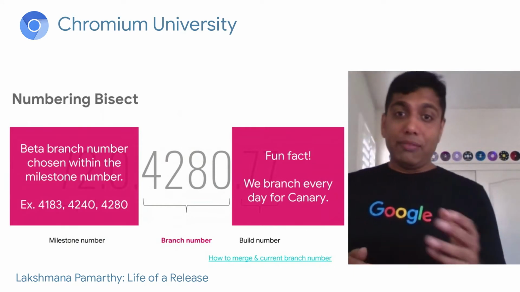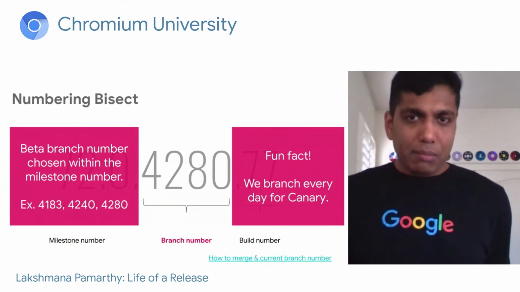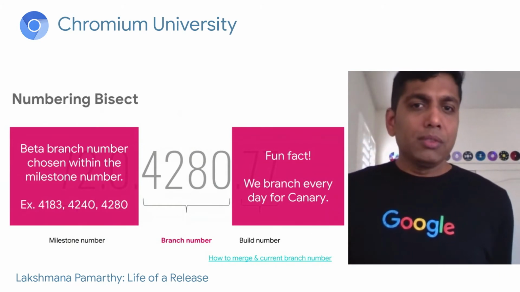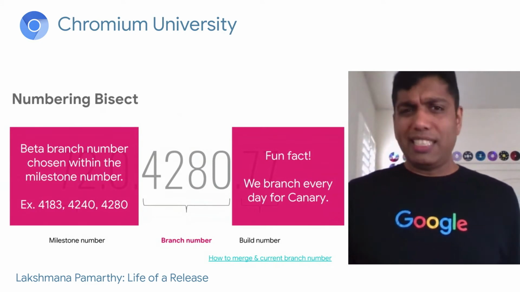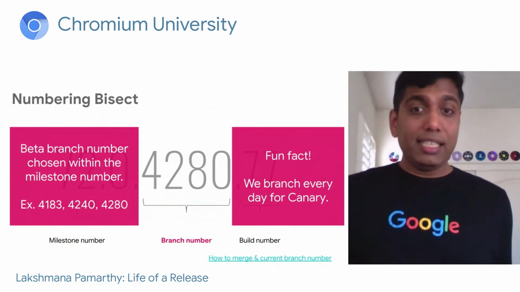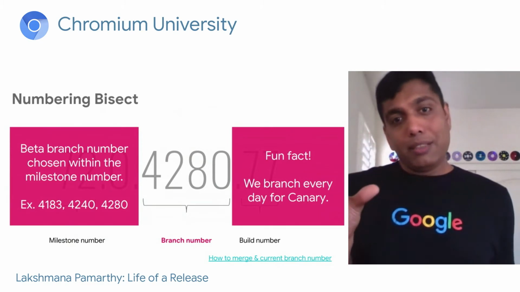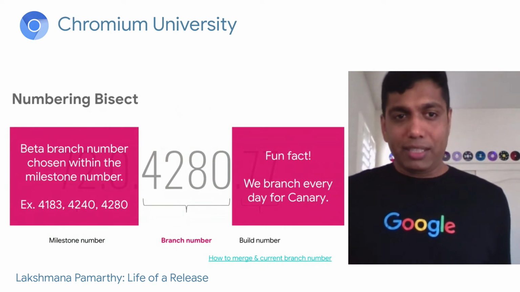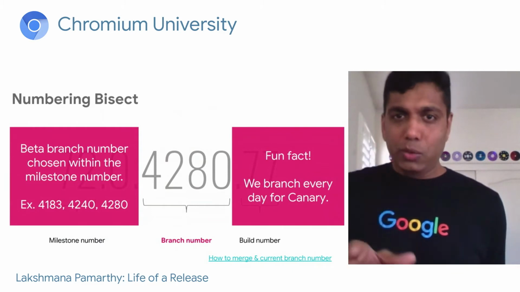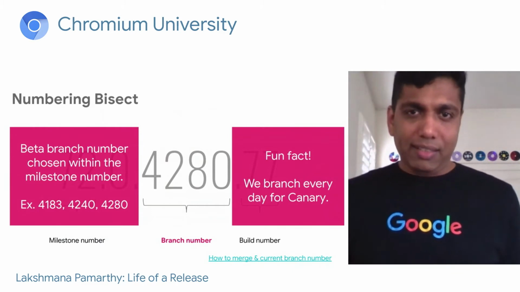Again, for every release, we can always say there is a particular associated branch number. For example, 4240 is the branch we used for milestone release 86. 4183 is the branch we used for milestone release 85. Those are pinned branches for a particular milestone, so we don't really change them. Once it's set, 4280 is forever going to be the branch for milestone release 87.